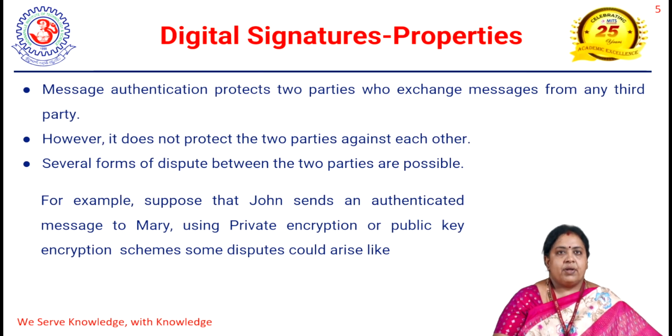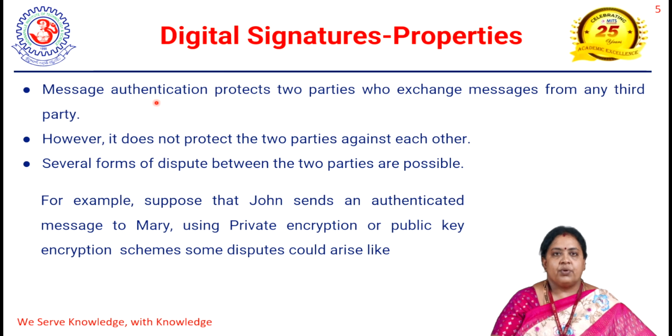Coming to the properties, we will discuss some of the properties of digital signature. Whatever encryption techniques and hash functions we have discussed earlier, like the SHA function and the encryption process, everything protects the two parties, that is sender and receiver, from a third party. There is no technique which protects them against each other. So the two parties may have several disputes.